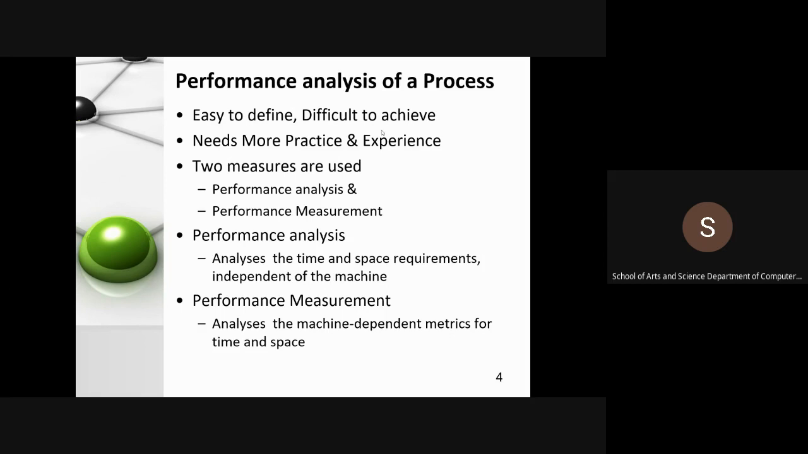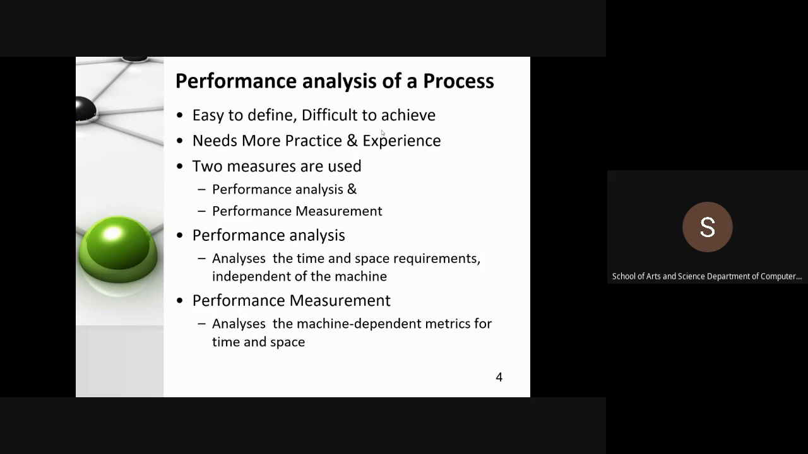Like that, I am approximating the size of that process as somewhat 2 KB or 3 KB without considering the machine. Theoretically, I am fixing that 6 steps are needed and 2 KB are needed. So what concept is this? It is performance analysis. So the performance analysis determines the time and space requirements that are independent of the machine.